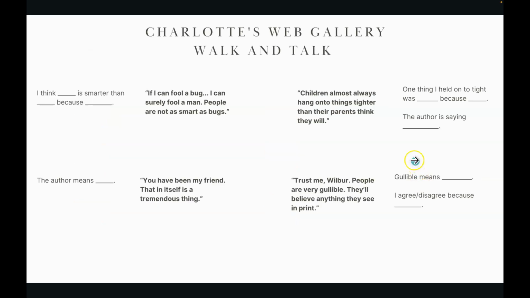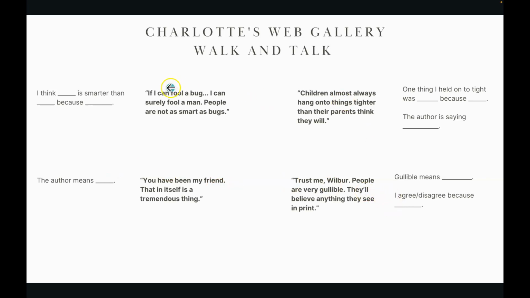So for my example, I just quickly did a Charlotte's Web one. I decided to do quotes from Charlotte's Web. So I would post these quotes in each corner of the room, each wall, wherever. You can even put it on a table and have more of a station type. And then the things that are not in bold, those are the sentence stems. So, I think blank is smarter than blank because blank. So it says right here, if I can fool a bug, I can surely fool a man. People are not as smart as bugs. So they basically just fill that out. And then I provided 2 for some of them, just to show you the different ways you can do it.